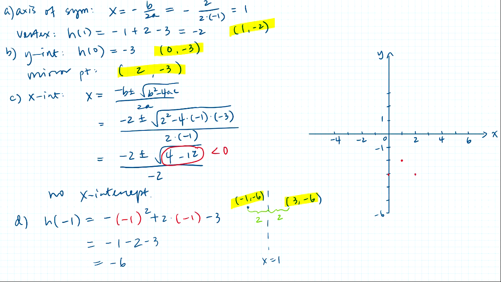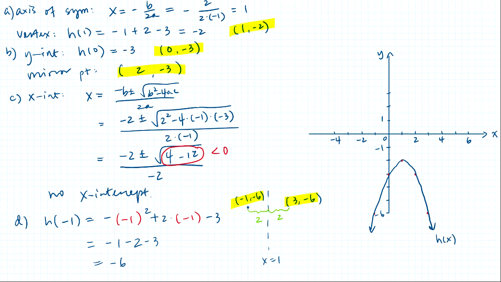Then we don't have an x-intercept, so we can skip that part C. And for part D, we have -1, -6, which would be way down here. Lastly, we have 3, -6, which would be down here. Now connecting all the points, we can have this parabola graph for the function h of x.